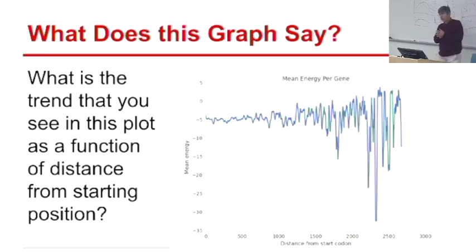Here is another graph that a student gave me, which is showing genes. Genes have positions from left to right, and they're measuring the energy at each position on the gene, going from left to right, on average over all genes. What does this plot show you? When you look at this, what are you seeing?